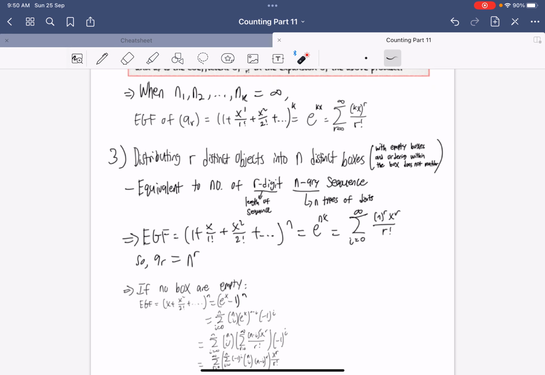And this problem is actually equivalent to having the number of r-digit n-ary sequences. What does that mean? It means r-digit means you have a length. Let's say 3-digit, then it's just length of 3. And binary means it's 0 or 1. The standard one is decimal, which means the 10 digits that we always use, but it could be any sequence. The boxes represent the digits because they are distinct.